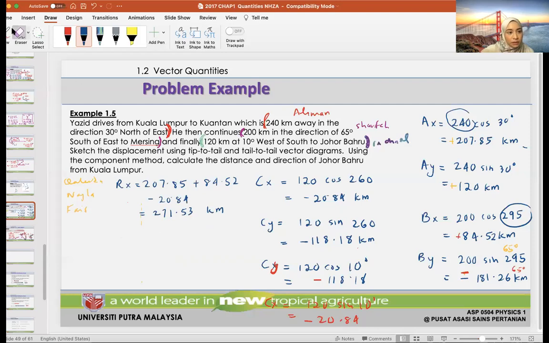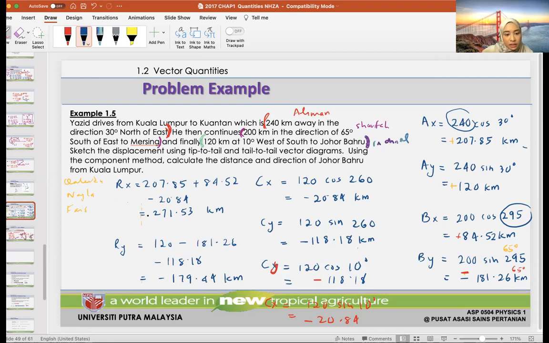And what about the Ry, Najla? Okay, is Najla there? Ry equals 120 minus 181.26 minus 118.18, equals negative 179.44 kilometers. Thank you.